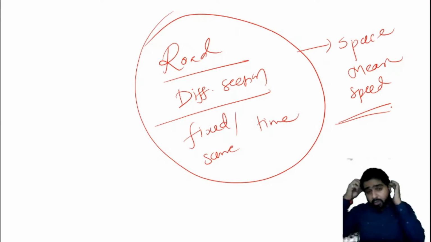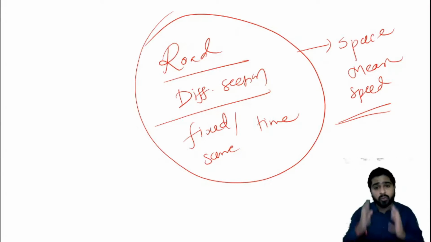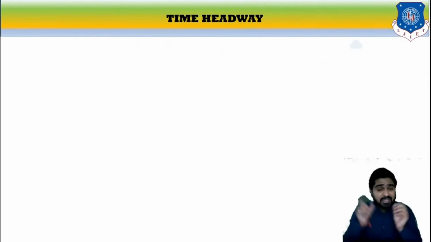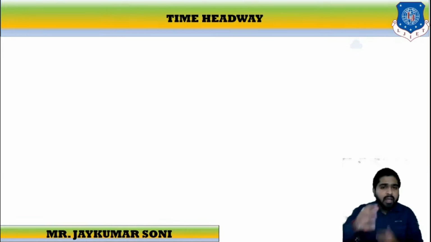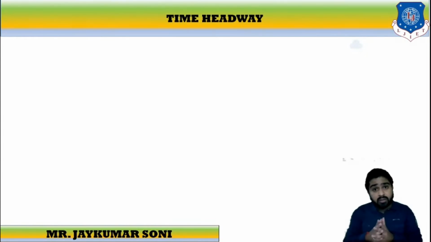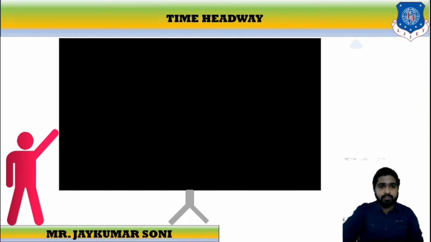The speed of vehicles at the different sections of road at the same time is known as space mean speed. We have discussed time mean speed and space mean speed. Now there is another concept, that is time headway. Just stay attentive because this is one of the most important as well as interesting sections.